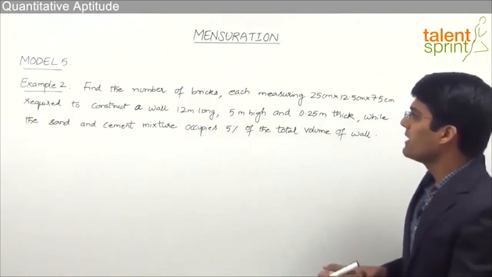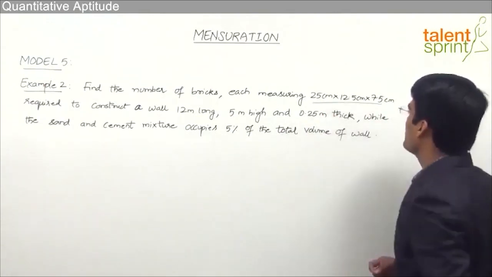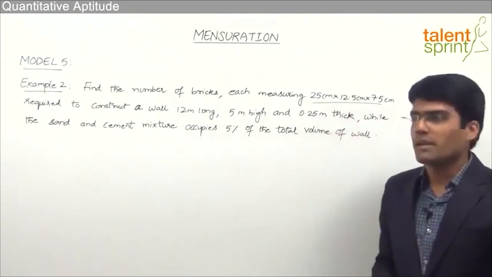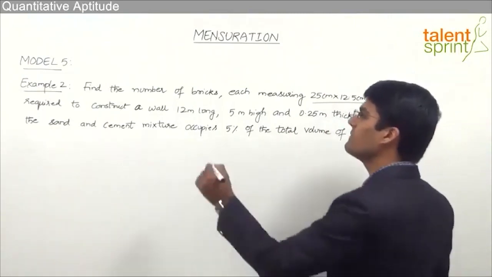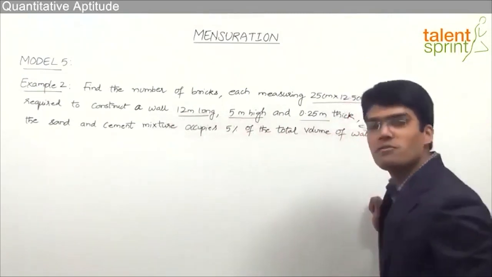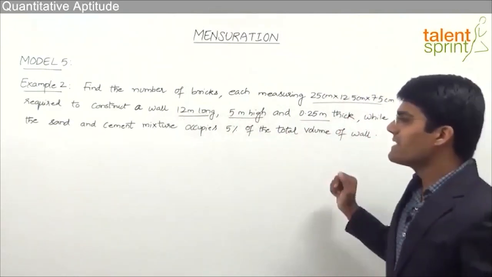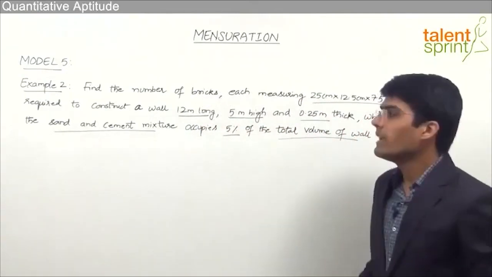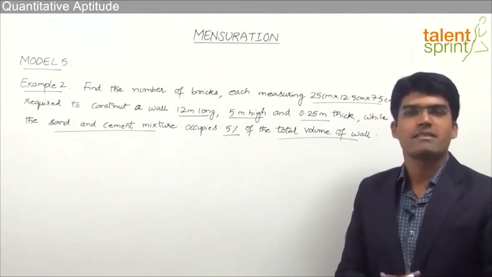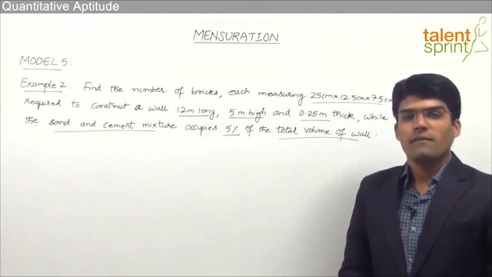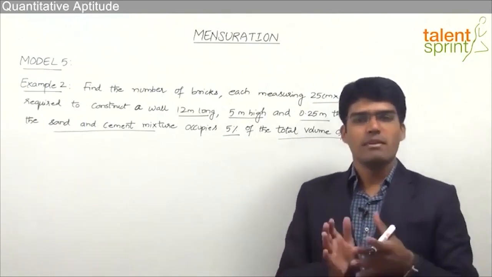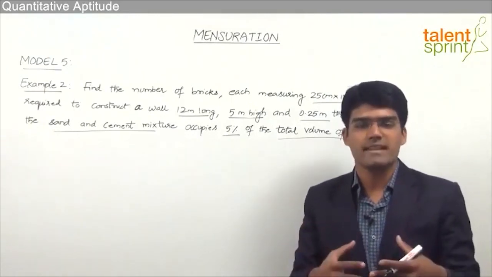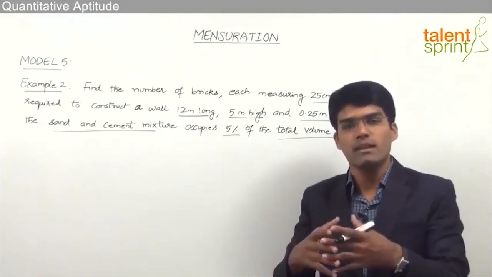Now if you try to observe, the given dimensions of the brick are 25 centimeters, 12.5 centimeters and 7.5 centimeters. That is the length, breadth and thickness of the brick. And the wall to be constructed here is 12 meters long, 5 meters high and 0.25 meter thick. And it clearly says that the sand and cement mixture will occupy 5% of the total volume of the wall. And we are supposed to find out the number of bricks required in construction of this wall. We all understand that for the construction of the wall, bricks along with sand and cement mixture are required. That means again here we see that the number of bricks along with sand and cement mixture come together to form a wall.